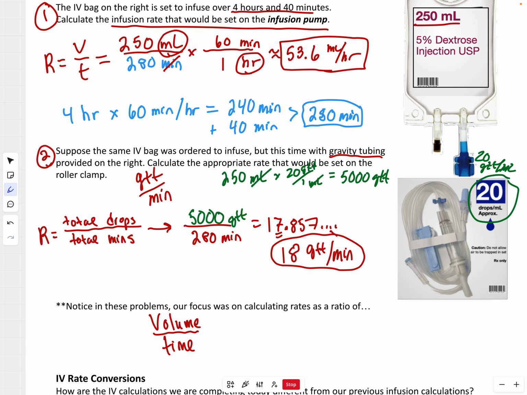As we move forward, we're going to be given situations and be put into clinical scenarios where we don't necessarily need to focus just on the volume of the bag.